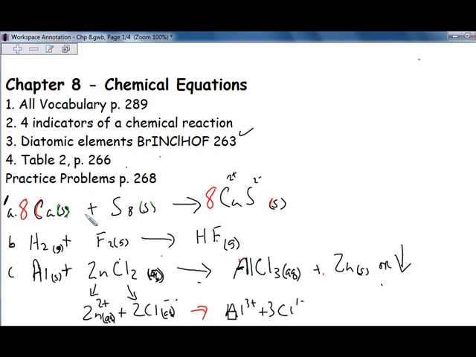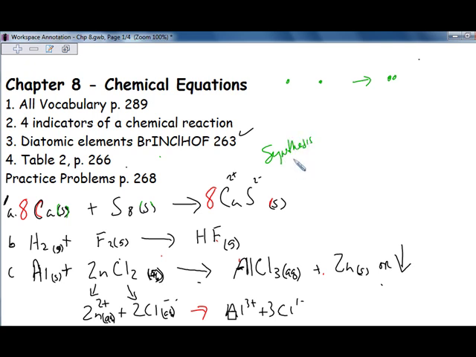Now, we're going to jump ahead a little bit and talk about what type of reaction this is. There are 5 basic types of reactions that you're expected to know, and one of them is synthesis. Synthesis means you have 2 reactants and you produce 1 product. In other words, a bond forms between the reactants. That's a synthesis reaction, sometimes called combination. So what type of reaction is this? This is a synthesis.